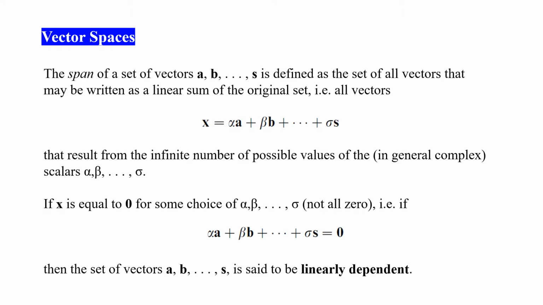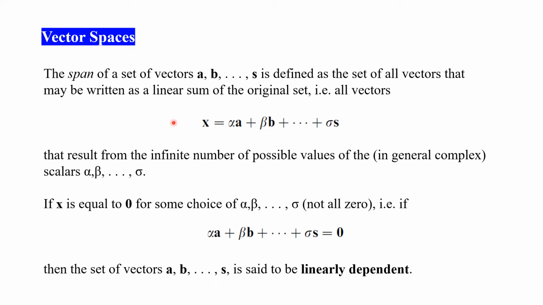Another definition is the span. The span of a set of vectors A, B up to S is defined as the set of all vectors that may be written as a linear sum of the original set. That is, for all vectors, we have the span X equal to alpha A plus beta B plus dot dot dot plus sigma S. This is the span of the set of vectors A, B up to S that results from an infinite number of possible values of the scalars alpha, beta up to sigma.